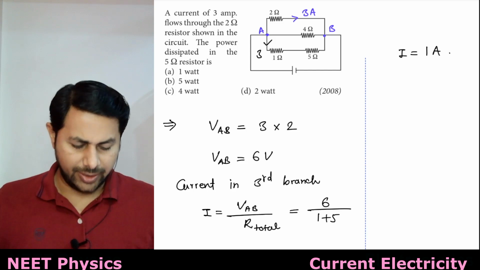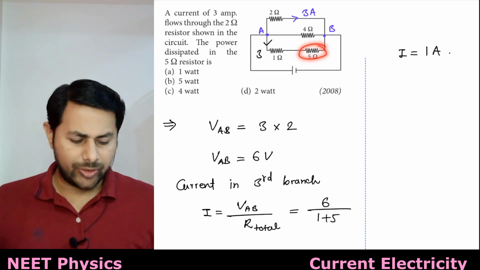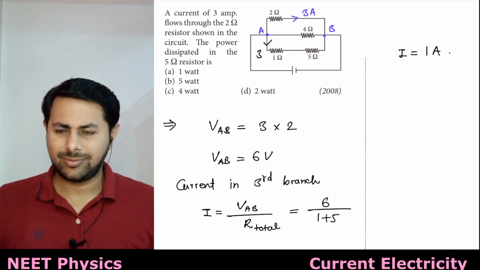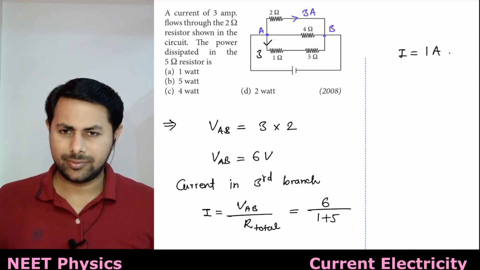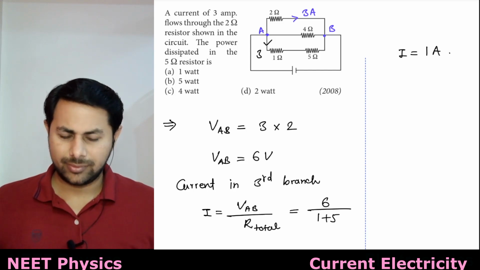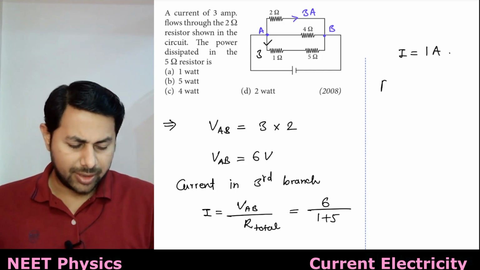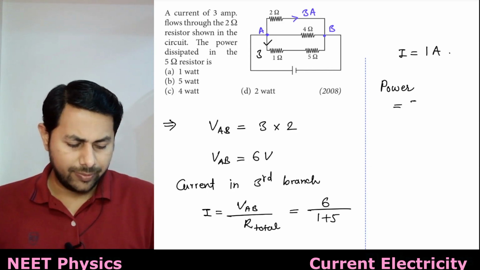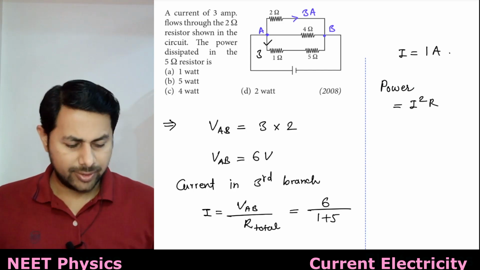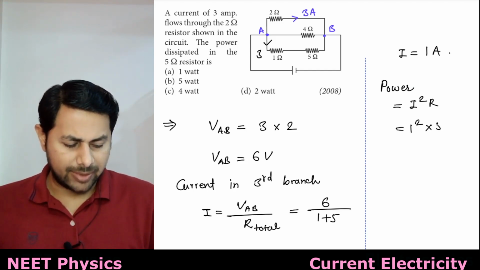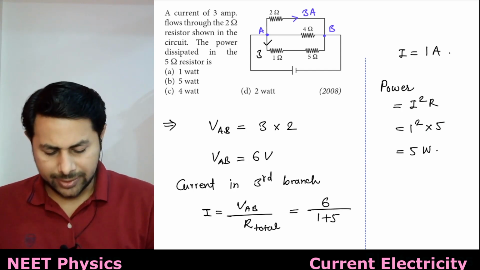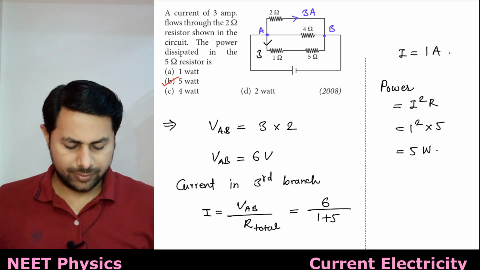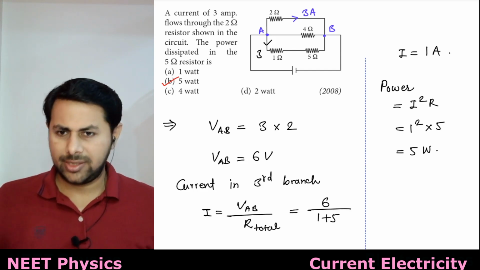You got the current. So therefore what would be the power? The power in that 5 ohm resistor would be equal to I square R. That is 1 square multiplied by 5, so it is 5 watts. So the answer is option B. Is this clear?